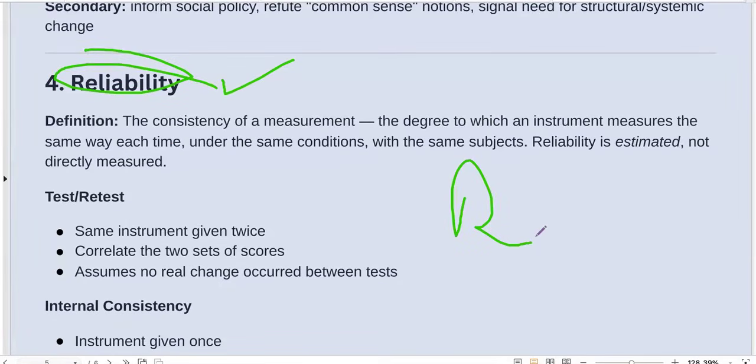Reliability is okay if I have chosen a particular method and I apply the same method on the same population, can it produce the accurate result or not? Validity is about what I'm producing. Is it right or not? That's the difference between reliability and validity.